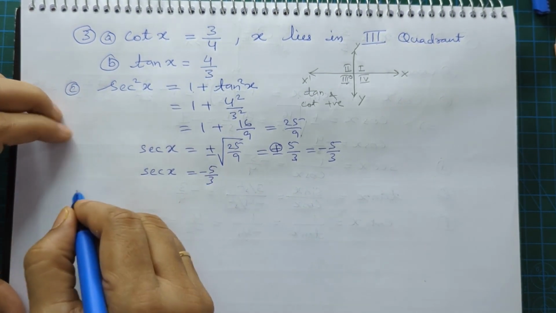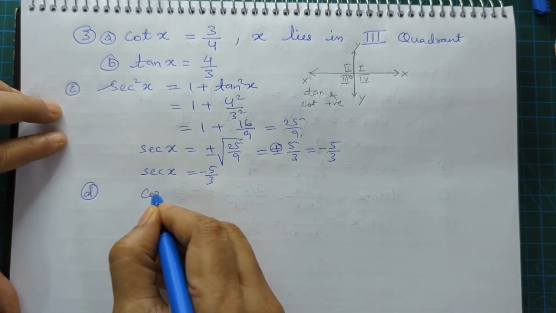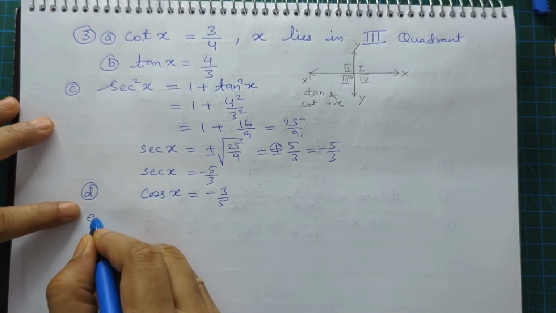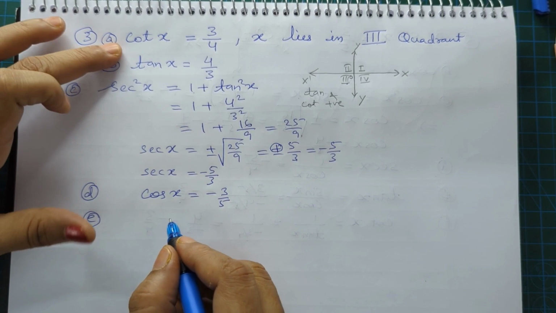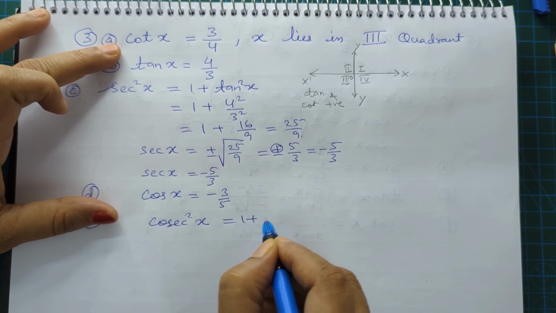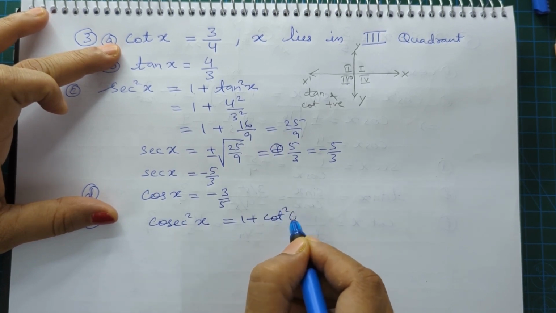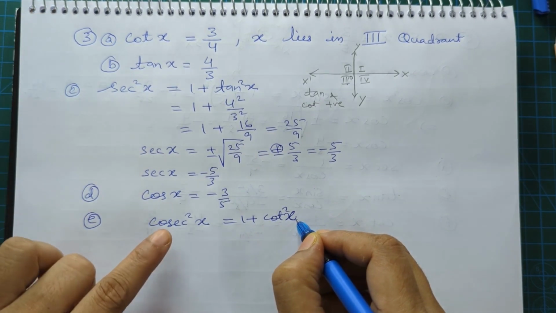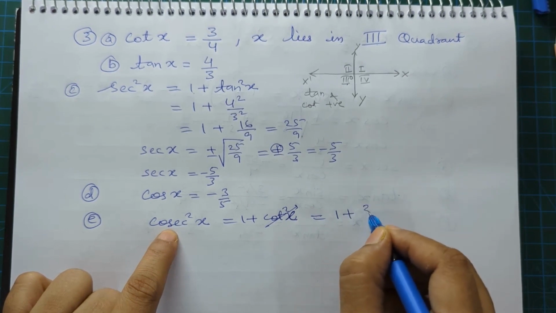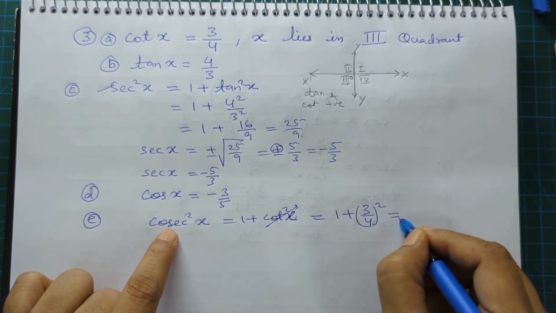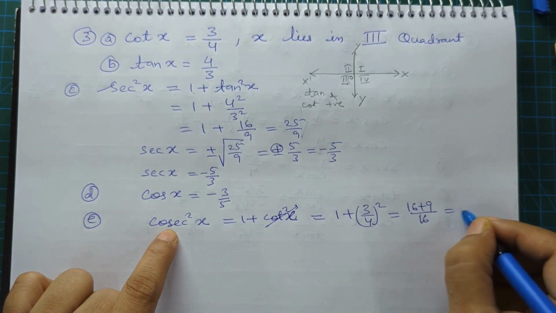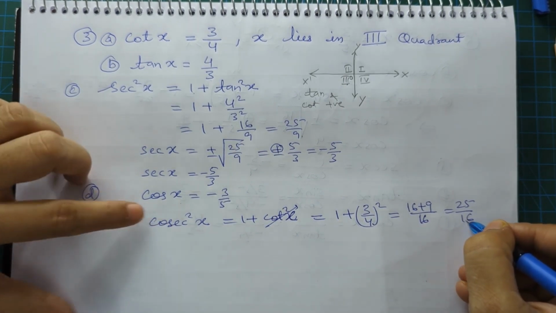When we get sec, we can find cos also. Cos and sec are reciprocal ratios. So cos x is negative 3 upon 5. Then since we know cot, we can find cosec. We know that cosec square theta is 1 plus cot square theta. Theta is x here. So cosec we want. Cot value is 3 by 4 according to the question. So 1 plus 3 by 4 overall squared. So this is 1 plus 9 by 16, so 16 plus 9 by 16. This turns out to be 25 by 16. So what is cosec?